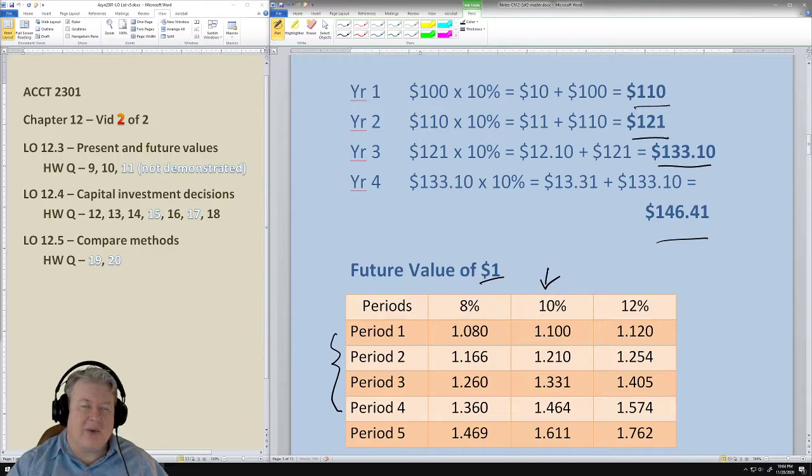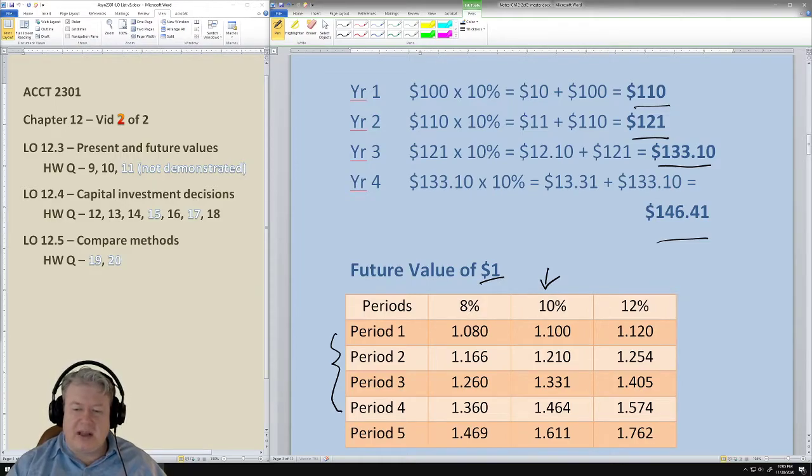The reason why the tables are all of $1 is because it's a factor. In other words, if they calculate it at $1, you can take whatever number you have and just multiply it by the factor. So if your number is 100, you just take this number and multiply it by 100. If your number is 3,205, you just multiply it by 3,205. In other words, it's a factor. They don't have tables for all the different numbers. It's just one, and you multiply your dollar amount by this.